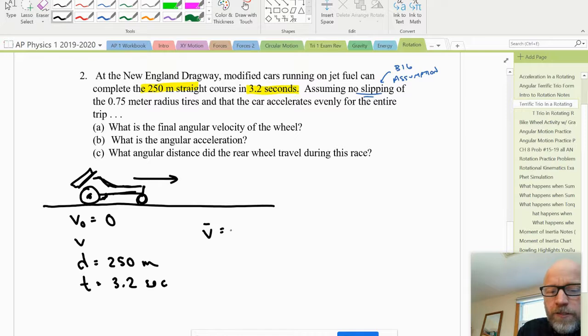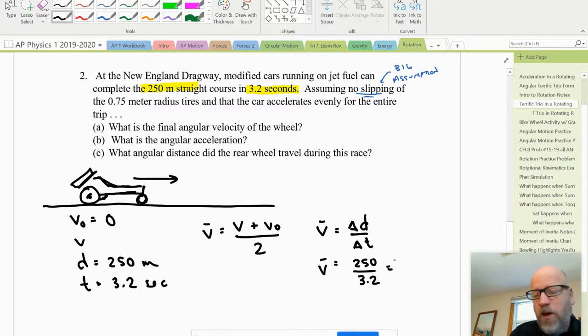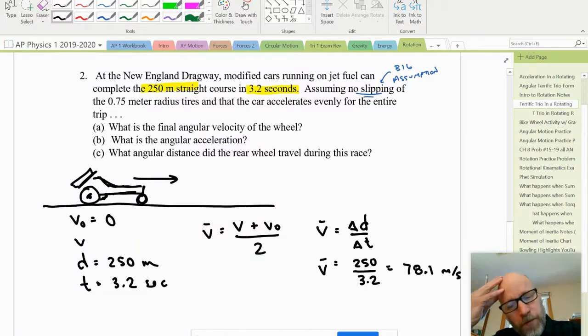The average velocity is going to be the final velocity plus the initial divided by 2. Oh, the average velocity is also just going to be the change in distance over change in time. So the average velocity is 250 meters divided by 3.2 seconds. Wait a minute, that's like elementary school physics. Take the distance divided by the time and gives you a velocity? Yeah, that gives me 78.1 meters per second. But that's the average velocity.